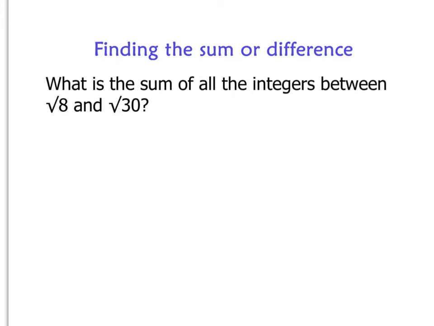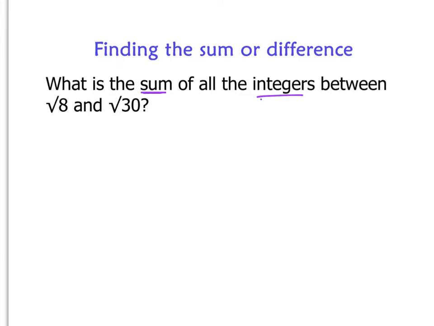So now we're going to use what we just learned with square roots to answer some higher level questions. So this one is saying, what is the sum of all integers between the square root of 8 and the square root of 30? So the first and biggest thing I see in this question is the word sum. So that means I'm going to have to be adding numbers. And I'm adding the integers. So this means I'm adding the whole numbers between the square root of 8 and the square root of 30.